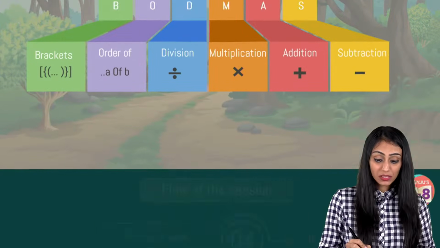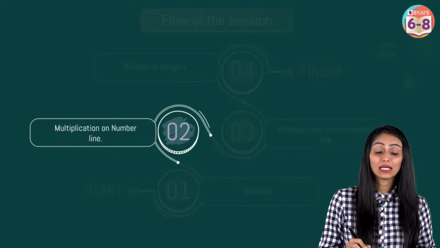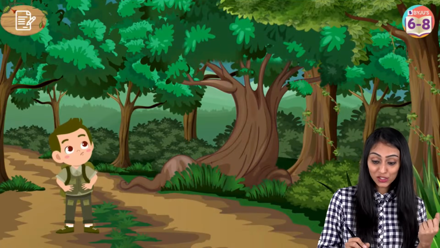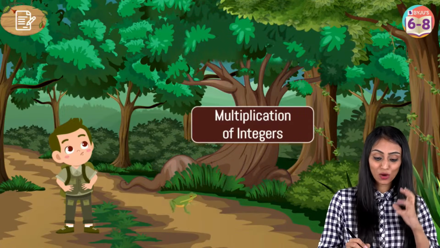We'll be using it in the questions. So that was about BODMAS. What do we have next? Now we'll be learning about multiplication on number line. We all know how to do a normal multiplication. But how to do multiplication on a number line? To learn that, now we'll be talking about multiplication of integers.